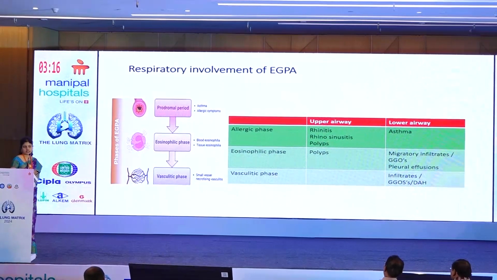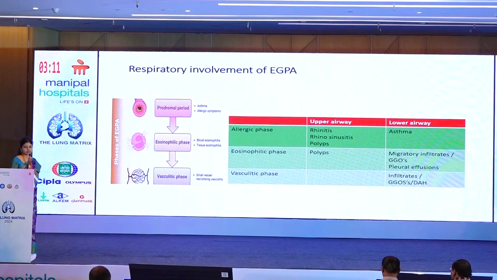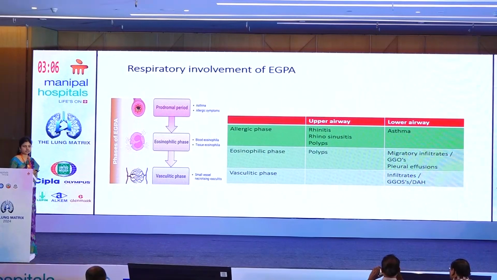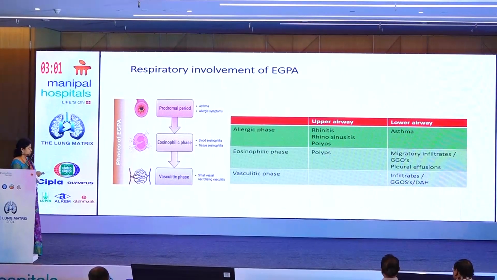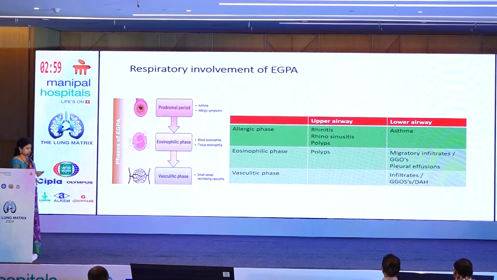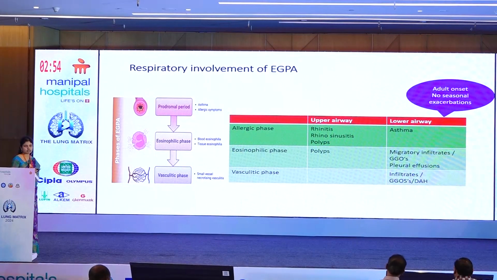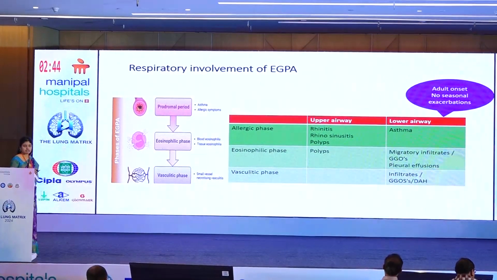So this is the respiratory tract involvement of GPA and MPA. The pattern is a little bit different in EGPA because it evolves over 3 phases. The first phase is the prodromal phase, where we see only simple allergic symptoms, that is rhinitis, sinusitis and rhinosinusitis. In the lower airway, they present with asthma, but the clinical feature is that it is usually adult onset asthma, not childhood onset, and there are no seasonal exacerbations unlike the asthma seen in the general population. And if there is childhood onset asthma, there will be worsening of it.